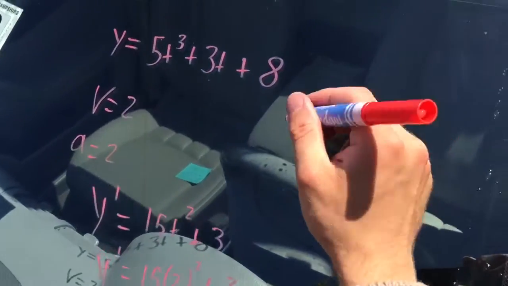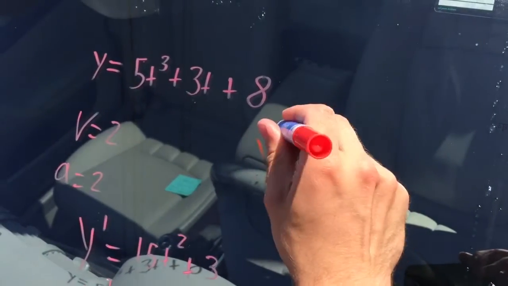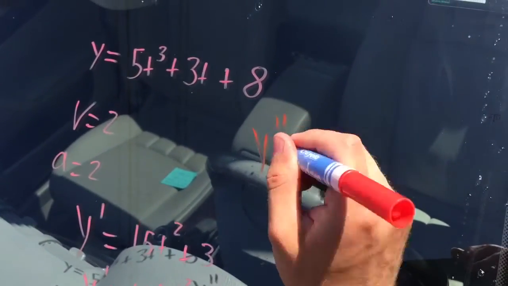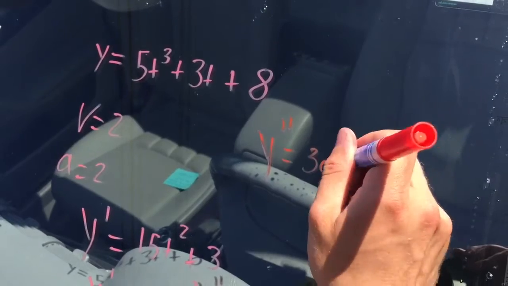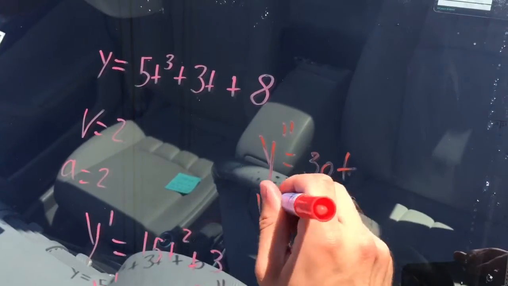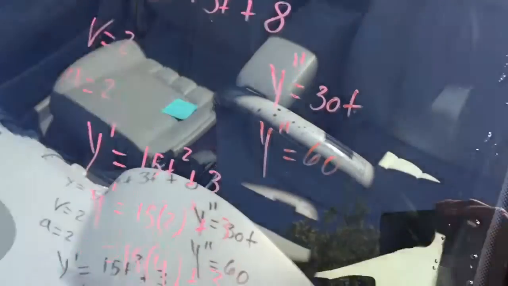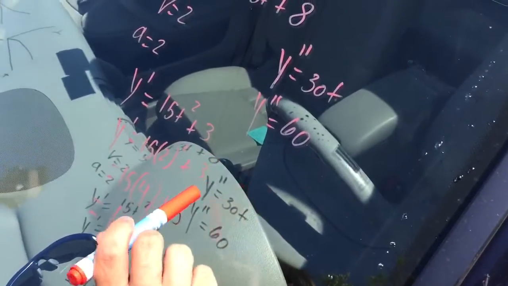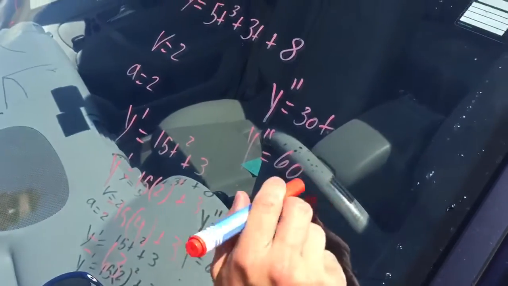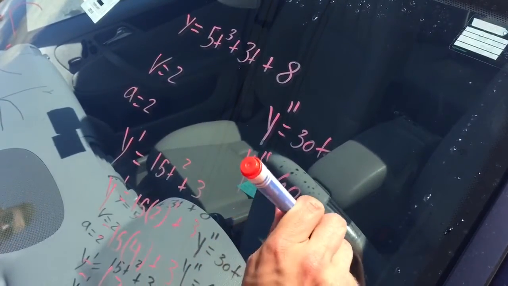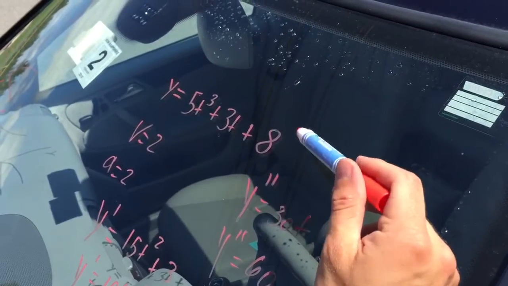Now, if we go on to take the derivative of y prime to get the acceleration, we get y double prime equals 30t. So for this, plugging in 2 for t, y double prime equals 60. That means that at a time of 2, our velocity is 63, and that at a time of 2, our acceleration is 6. In a second, we will be 16 meters away.